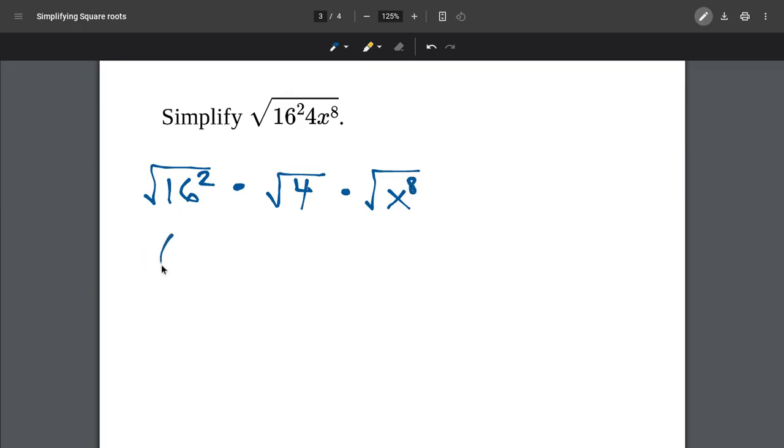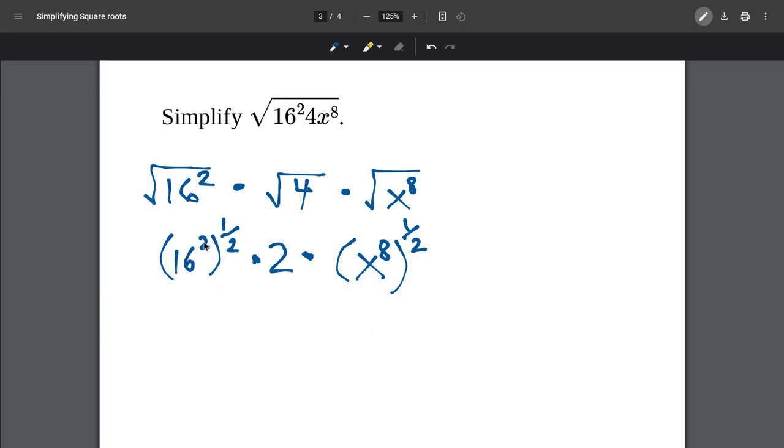Okay, so we can rewrite with fractional exponents: 16 squared to the 1/2 power. Here, for the square root of 4, we're going to take the principal square root, which means basically the positive one. So 2. And then we'll do x to the 8th power raised to the 1/2 power.